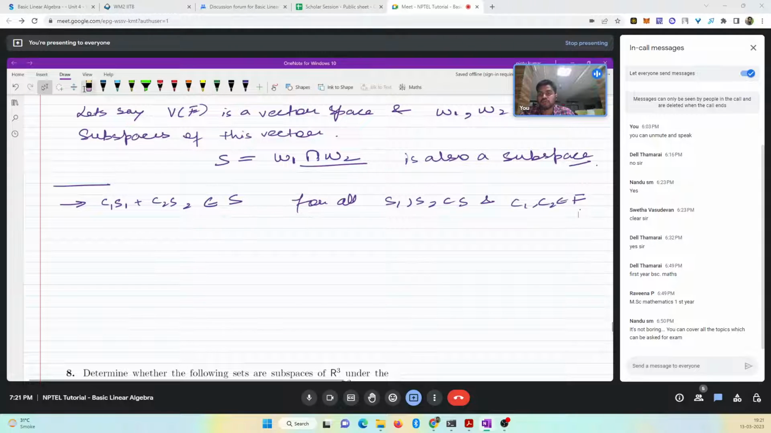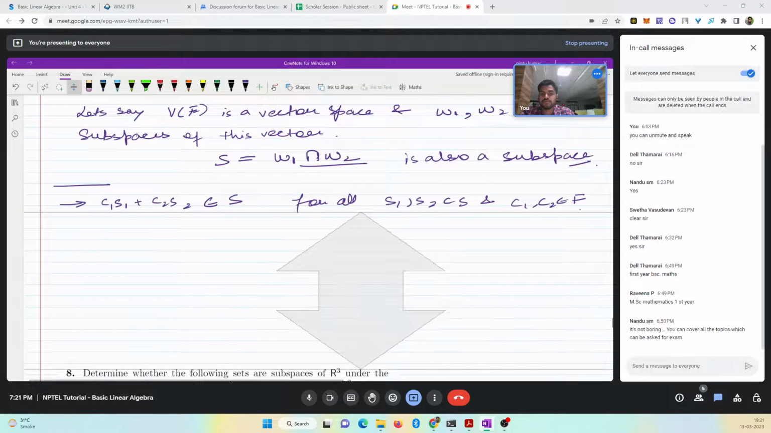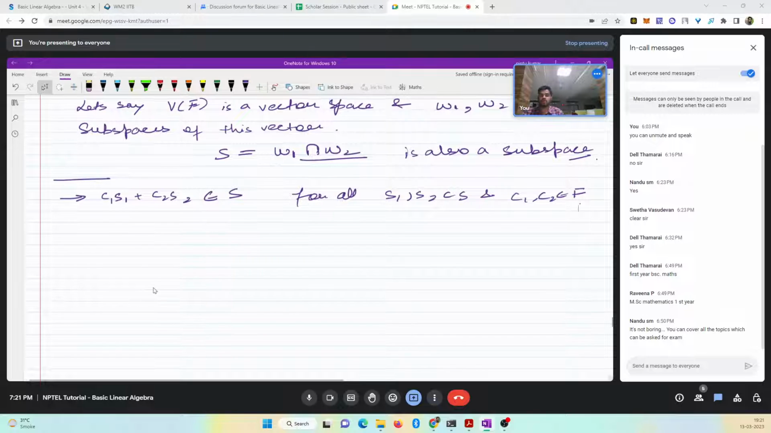So I'll try to formally write this. Let's begin writing formally from here. Let V1, V2 belong to W1 intersection W2. What does this imply? And let's take constants also, C1, C2 belong to F.